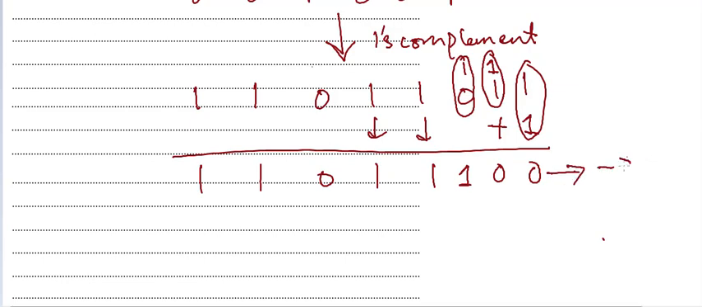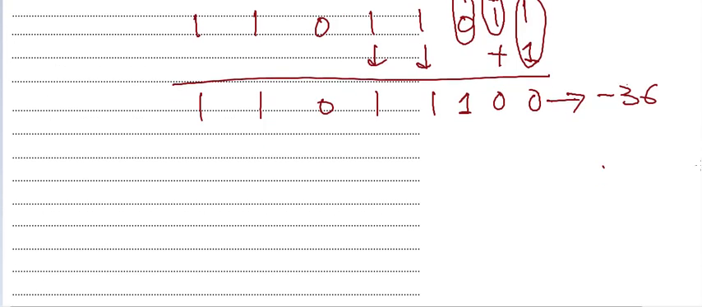1 plus 1 is going to give us 0 as the sum and 1 as the carry. 1 plus 0 is going to give us 1, and we can copy the rest of the values down. 1 1 0 1 1. So this is minus 36. You can cross check it whether this is minus 136 or not.